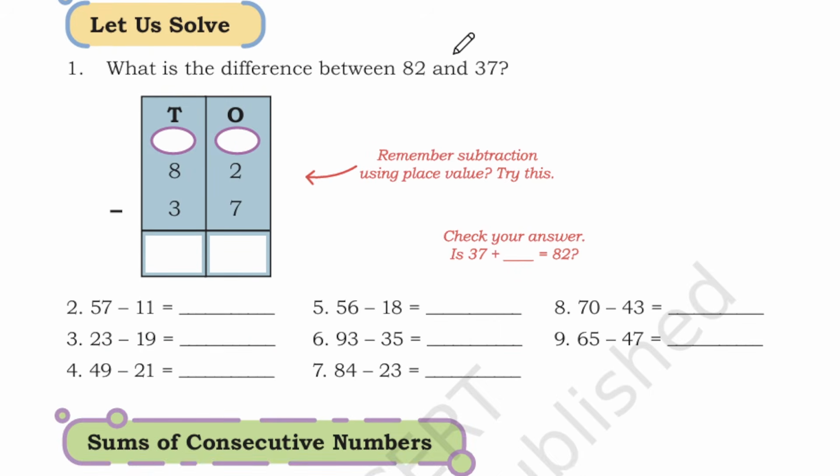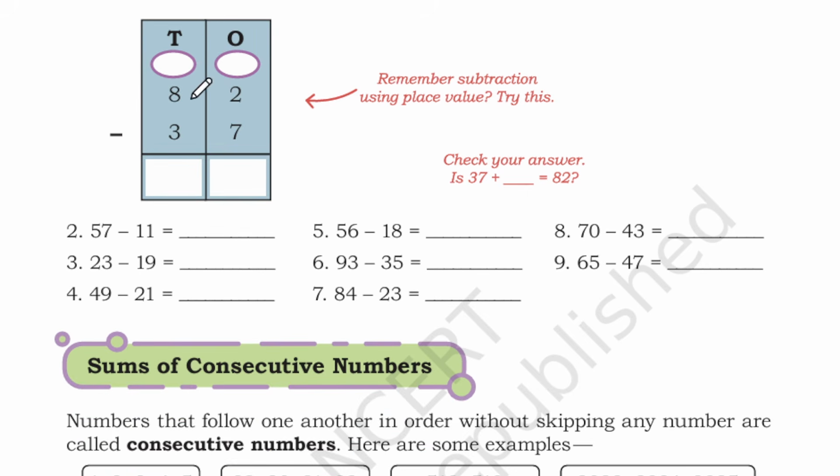What is the difference between 82 and 37? So now we are working with tens and ones. So 82 minus 37. So 2 cannot be subtracted by 7, so you have to borrow here. So this becomes 7 and this becomes 12. So 12 minus 7: 7, 8, 9, 10, 11, 12, so 5. And 7 minus 3 is 4. So this is 45. So how can we cross check it?